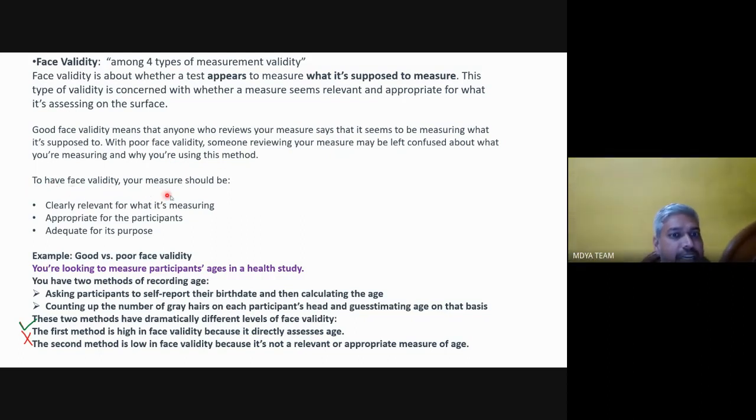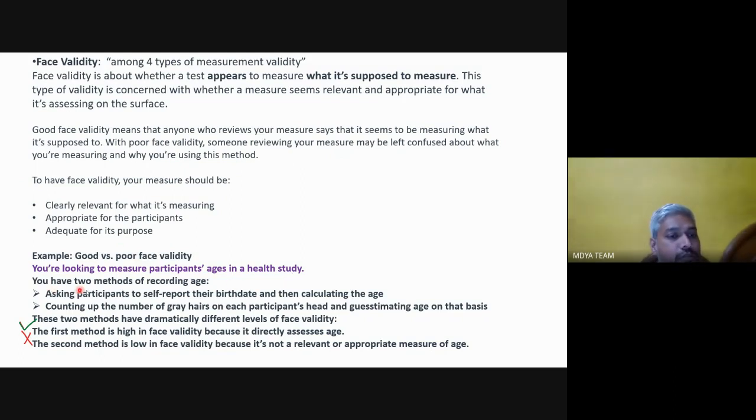To have face validity, your measure should be clearly relevant for what it's measuring, appropriate for the participants, adequate for its purpose. Now, here is the example, good versus poor face validity. When you have prepared a questionnaire or a test, when can we say that it is good or poor? So you are looking to measure participants' ages in a health study. Now you are doing a health study, and in that health study you are measuring participant age.